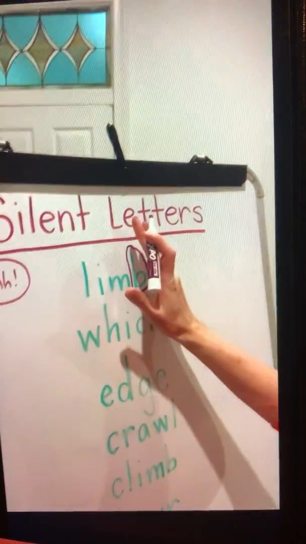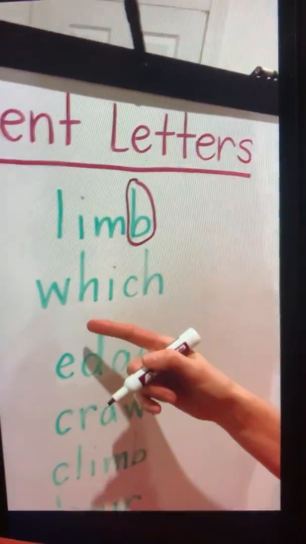We hear limb. We say limb. We don't hear the B. So, yeah, we don't hear the B. It's just limb. Good. What about the next word, which?